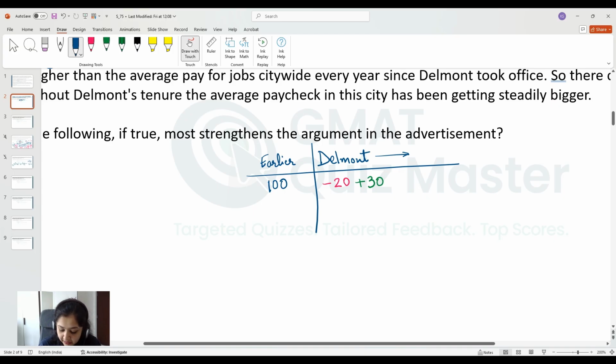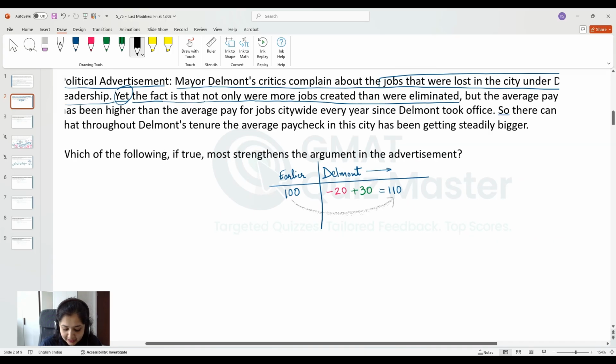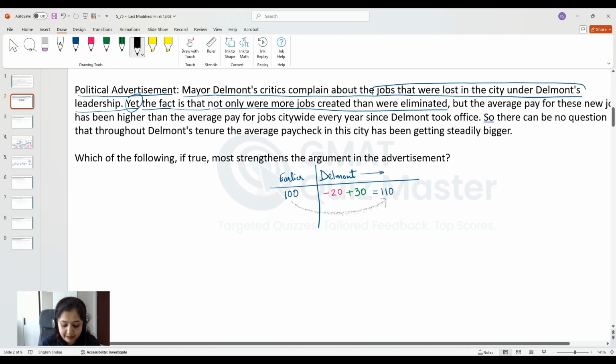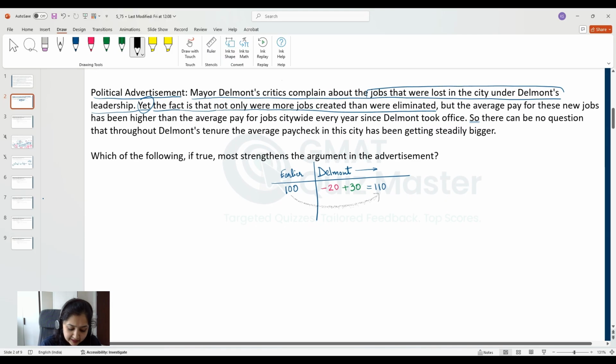So that makes the total 110, which means that there was an overall increase in the number of jobs from 100 to 110. So that actually goes against the complaint made by the critics because the number of jobs has increased. Let's read further. But the average pay for these new jobs. So we are talking about the average pay for these 30 new jobs has been higher than the average pay for jobs citywide every year since Delmont took office.